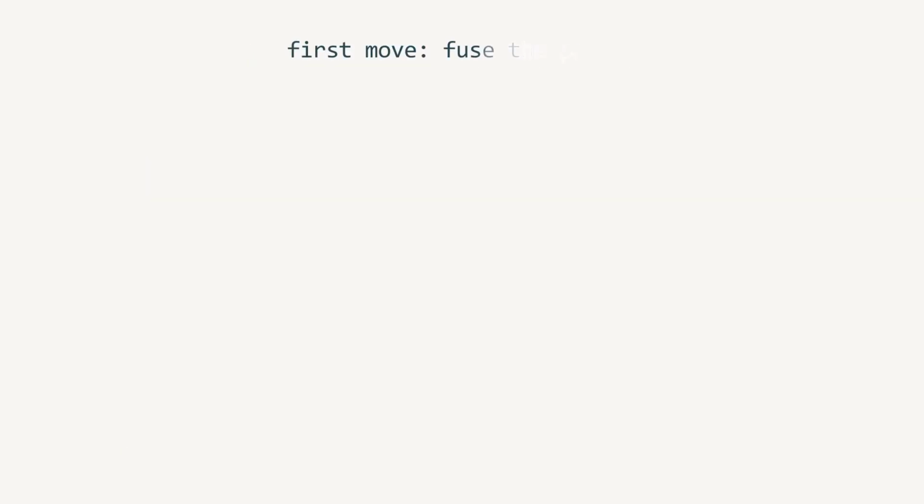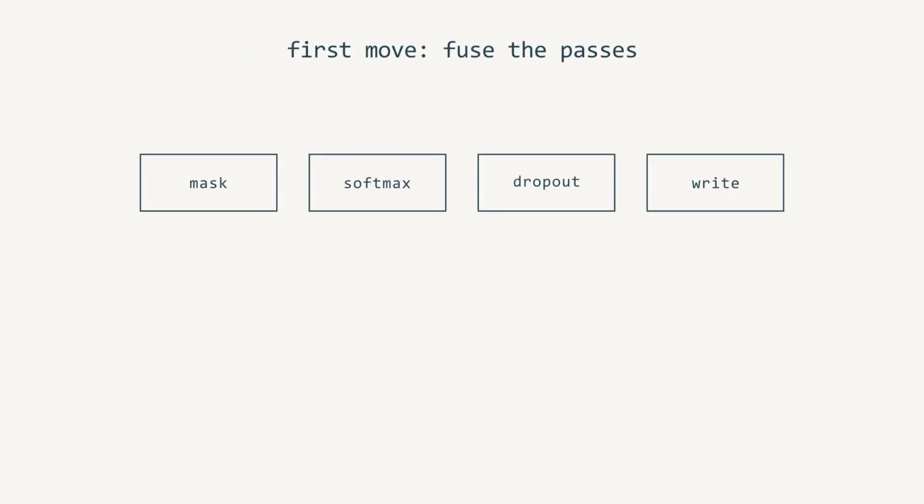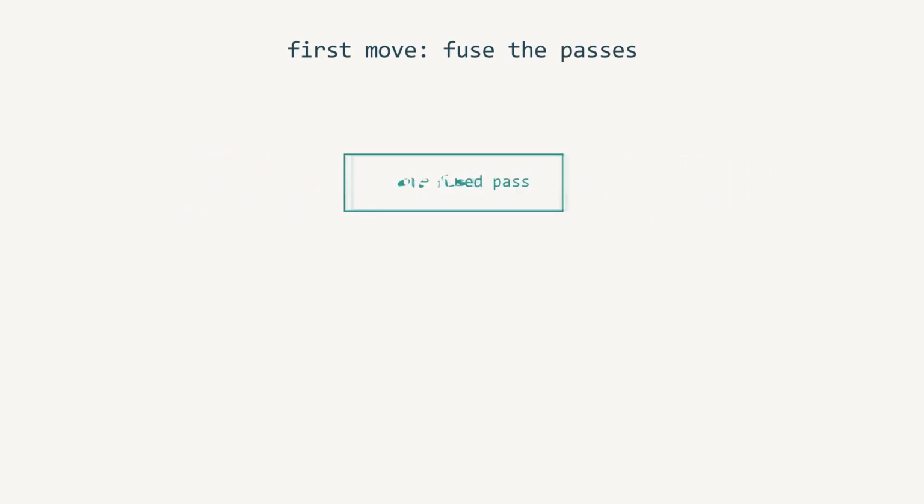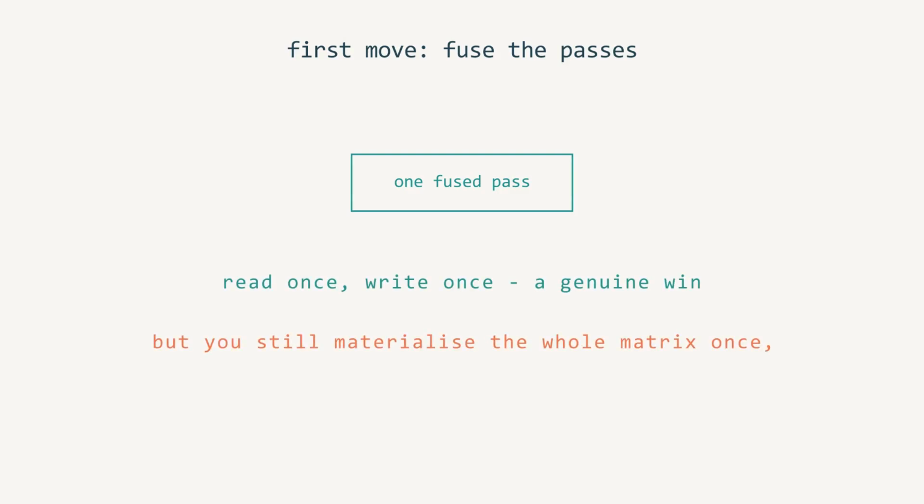So how do you stop paying that? The obvious first move is kernel fusion. Instead of 4 separate passes, each reading and writing the matrix, fuse mask, softmax, and dropout into one pass. Read once, write once. That's a genuine win, and it's what people did. But it doesn't solve it.